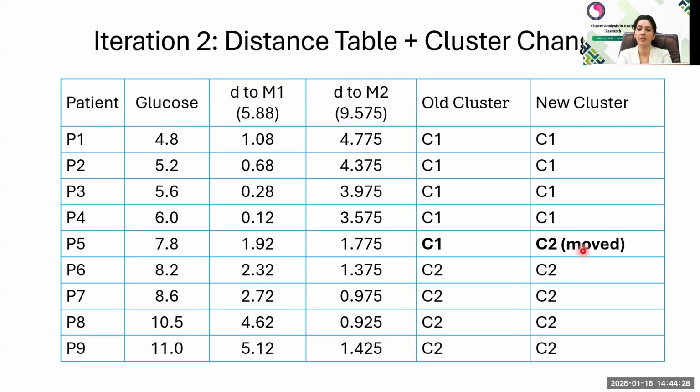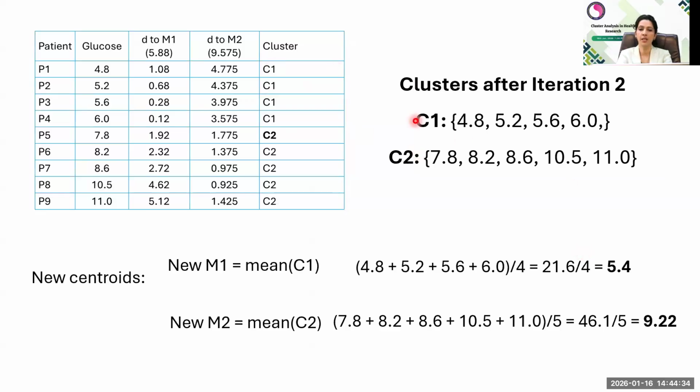Now again you calculate a centroid. I mean, you will not calculate, the software calculates. So for after iteration 2, in cluster 1, the values are 4.8, 5.2, 5.6 and 6. And in cluster 2, it is 7.8, 8.2, 8.6, 10.5 and 11. So what will be your new mean? You add all these and take a mean. So 5.4 will be the first new centroid, and 9.22 will be the second centroid.